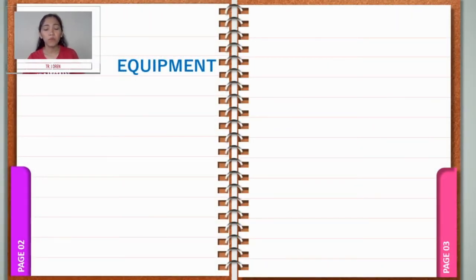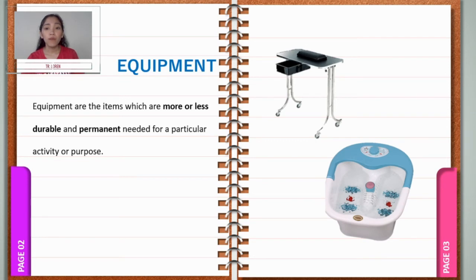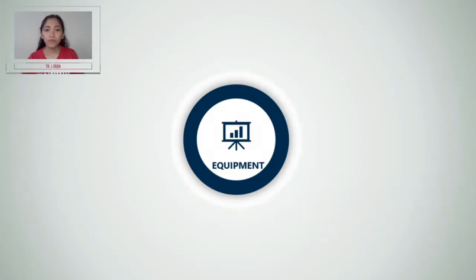Next is equipment. What is equipment? Equipment are the items which are more or less durable and permanent. Like tools, which are permanent and durable, equipment is more or less durable or permanent. Let me give you an example: the manicurist table and the foot spa machine. These are examples of equipment. Machines, chairs, and tables are the equipment that we use in nail care service.